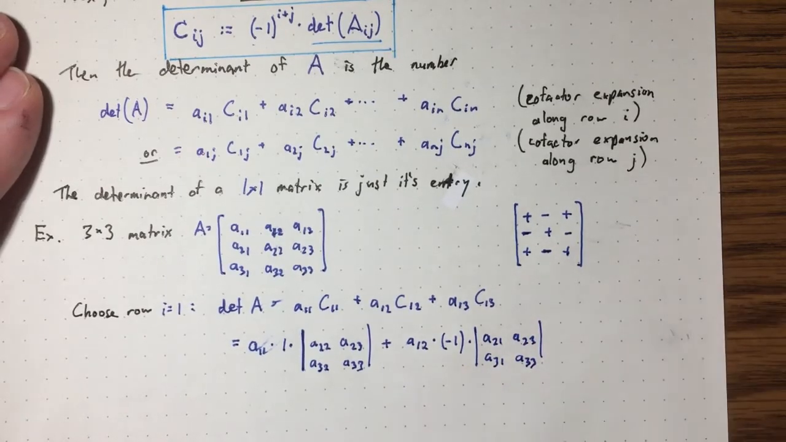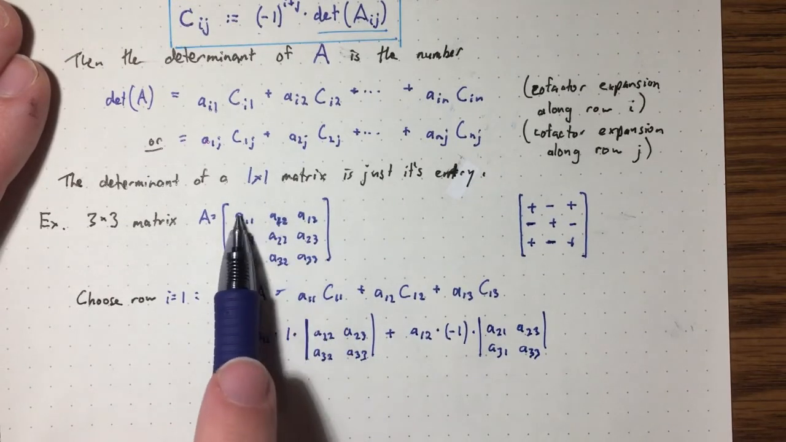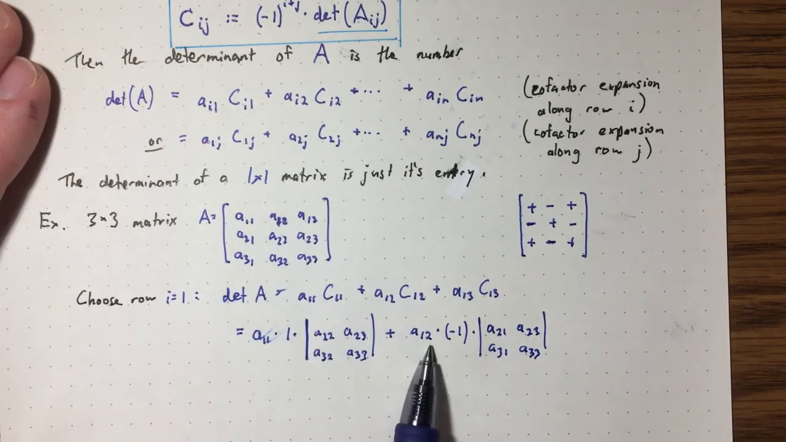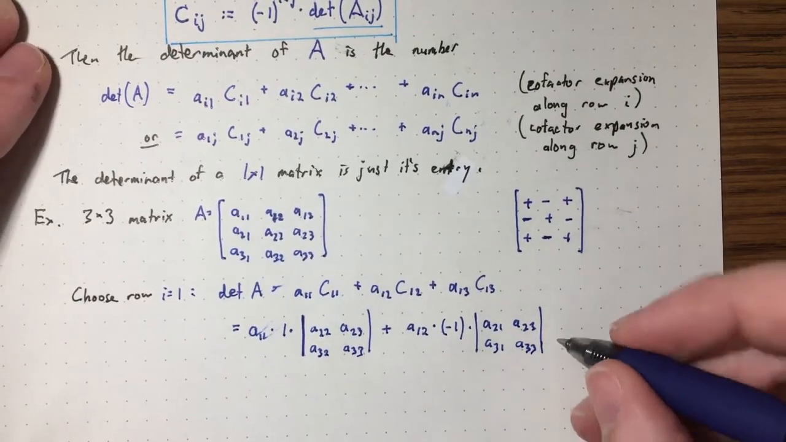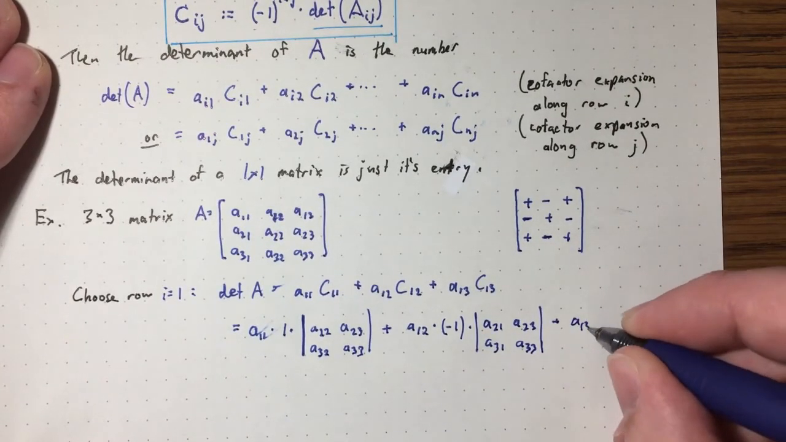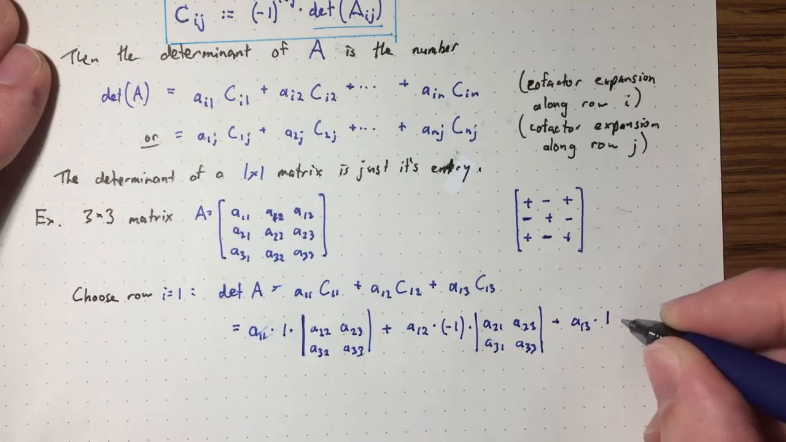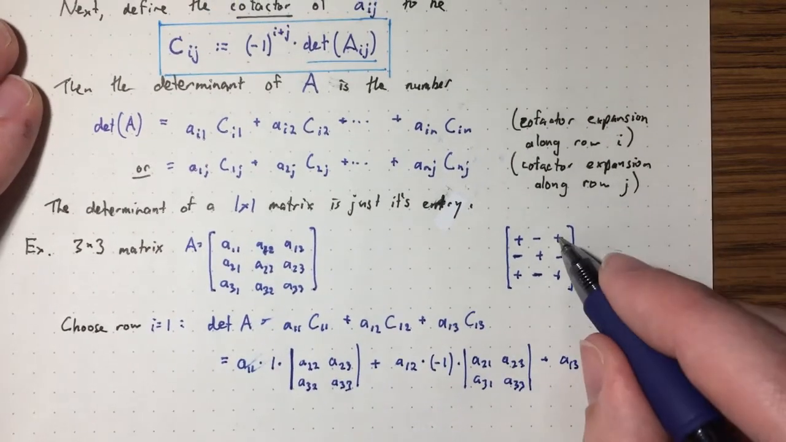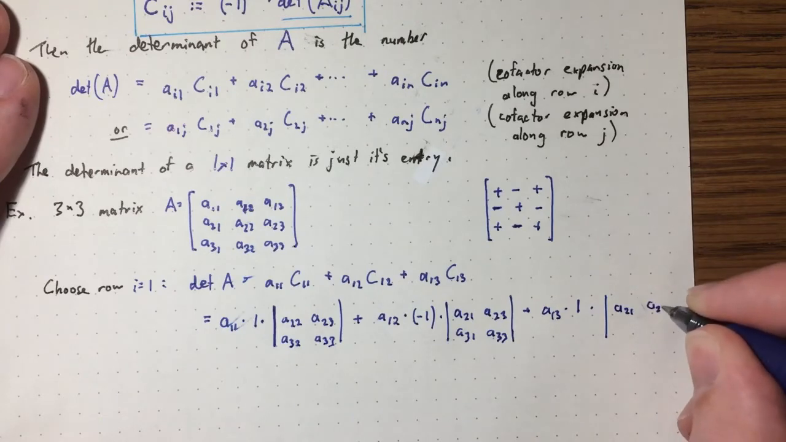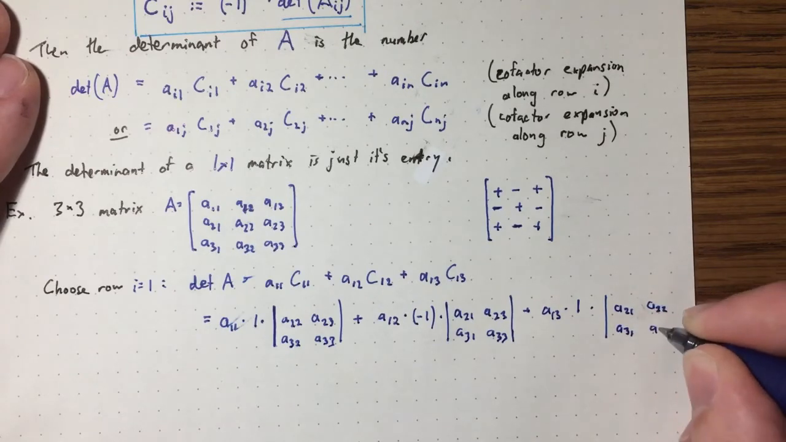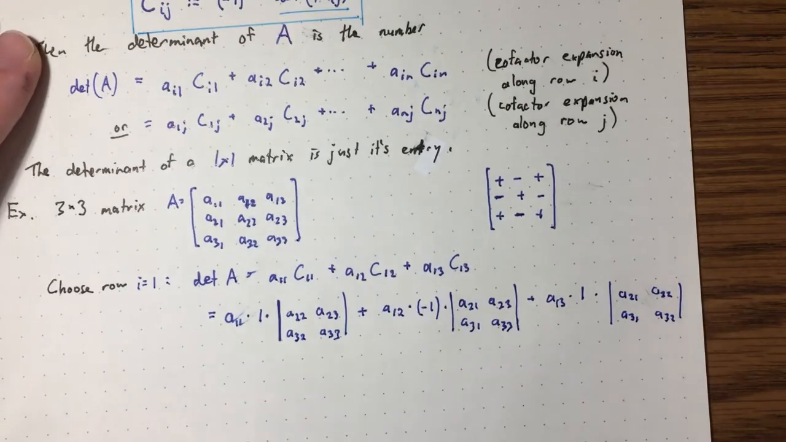How did I get that, by the way? I deleted the first row, second column. And I just take the determinant of the resulting 2 by 2 matrix. Plus A13 times 1 times, right, it's a plus, the determinant of A21, A22, A31, A32. Okay.